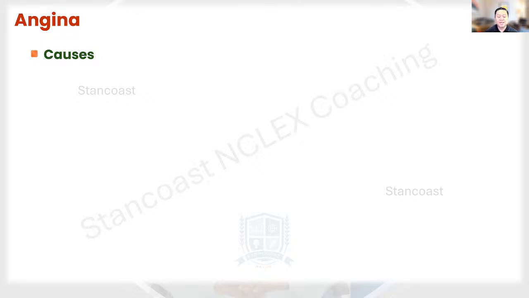All right. Now let's talk about the different causes of angina. There are many. And one of those is atherosclerosis, which is the most common cause. This involves the buildup of plaque, which is a combination of fat, cholesterol, and other substances inside the coronary arteries, which can really reduce the blood flow to the heart muscle.